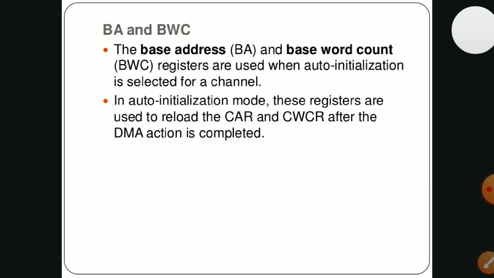And the next one is base address register and base word count register. The base address register and base word count register are used when auto initialization is selected for a channel. As I already said, when you initialize the DMA operation, we use the base address register and base word count register.